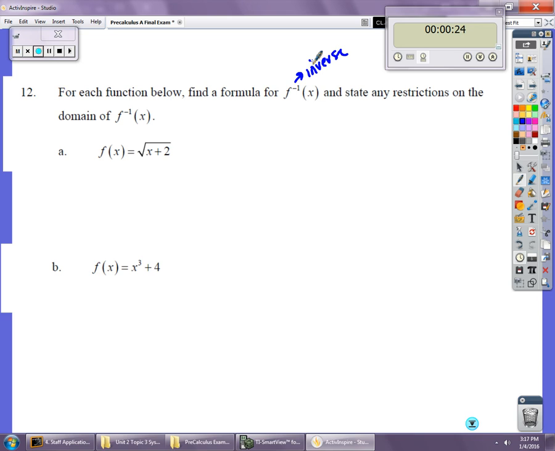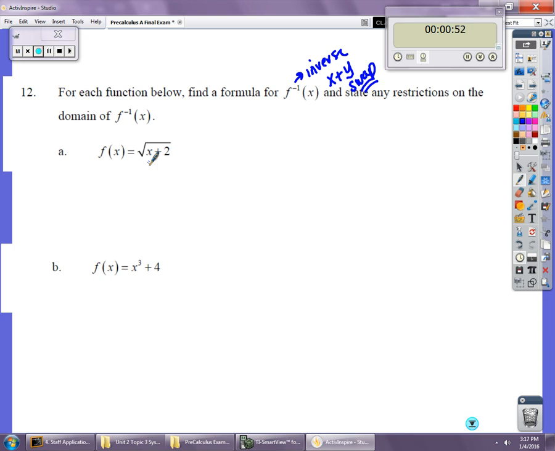Okay, the whole thing with inverse is that x and y swap. Anything from the original equation that was x is going to be a y in your new equation. So they're literally going to swap. If I think about what my domain and range might be, it's going to be the complete opposite for my inverse function.